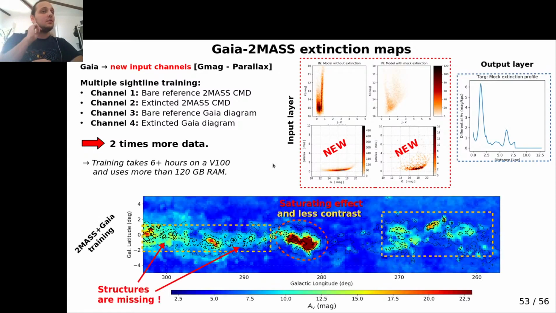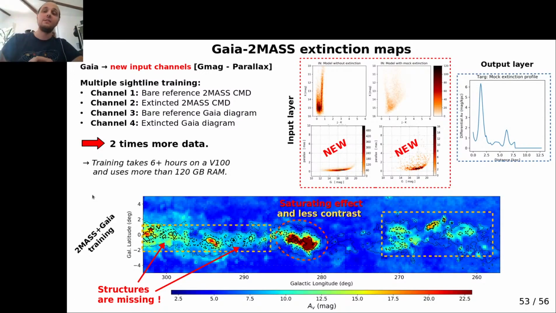So here are the results we are getting using Gaia, and you can see that those results are much less convincing than the one we had before. The first thing is that we have a saturating effect at the center, and we have also less contrast overall in the whole prediction. And what is very not a good sign here is that we are missing some structures that were observed before in the galactic plane.